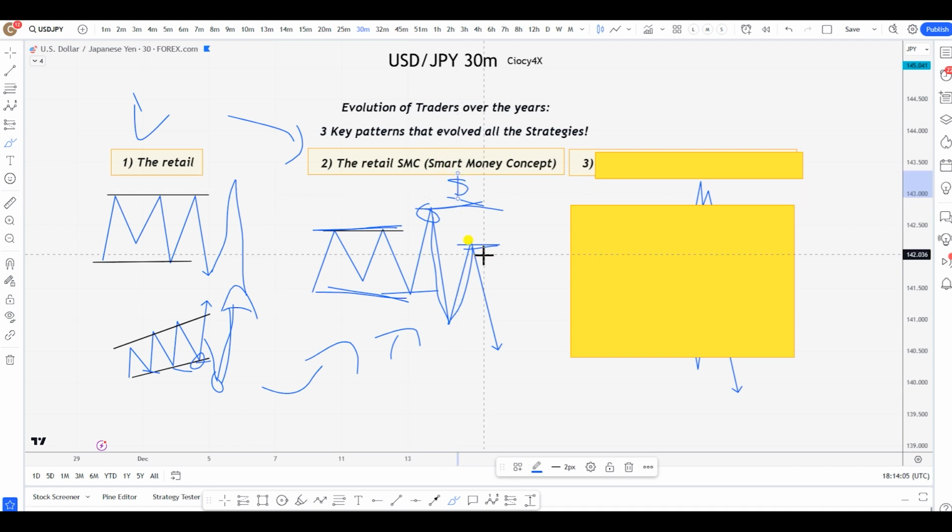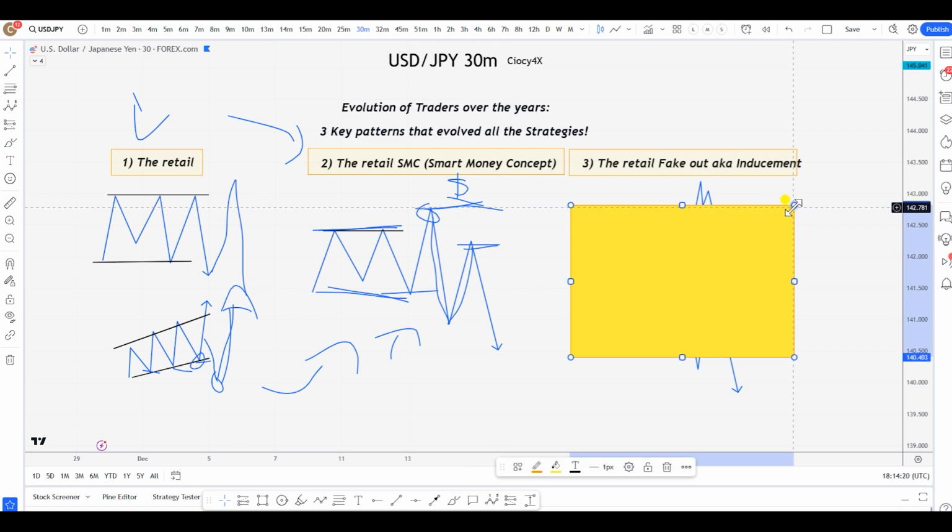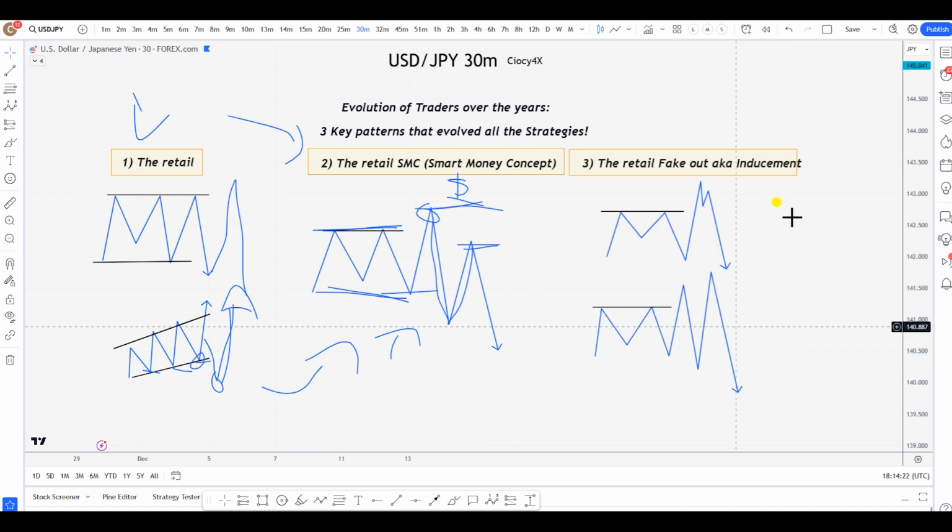And this happened fresh, literally last year. Guess what? This started happening. We started having a new wave of traders coming to the market, the so-called retail trader, the fake out or inducement trader, whatever you call it; fake out and inducement are the same thing. But look at this. That's what started happening next, which is this pattern over here. This is something that used to happen even before, from 2019 to 2021, 22, I used to see this pattern, but lately this happens a lot.